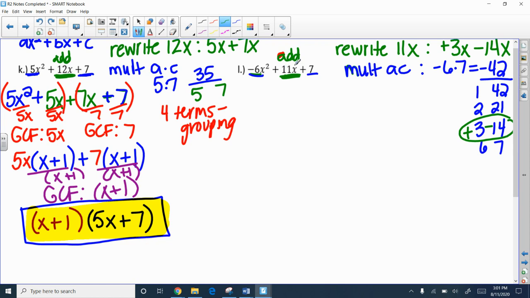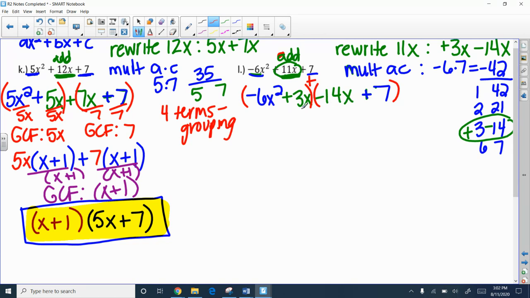All right, so let's rewrite that middle term. Negative 6x squared is still my leading term. I'm rewriting 11x as a positive 3x and a negative 14x. And then I still have the plus 7 as my last term. Now rather than having 3 terms, I have 4 terms. And anytime we have 4 terms, we can factor by grouping. So after I rewrite the middle term, I can use grouping. I'm going to group the first 2 together and the second 2 together. Notice I kept the negative, this minus with the 14.